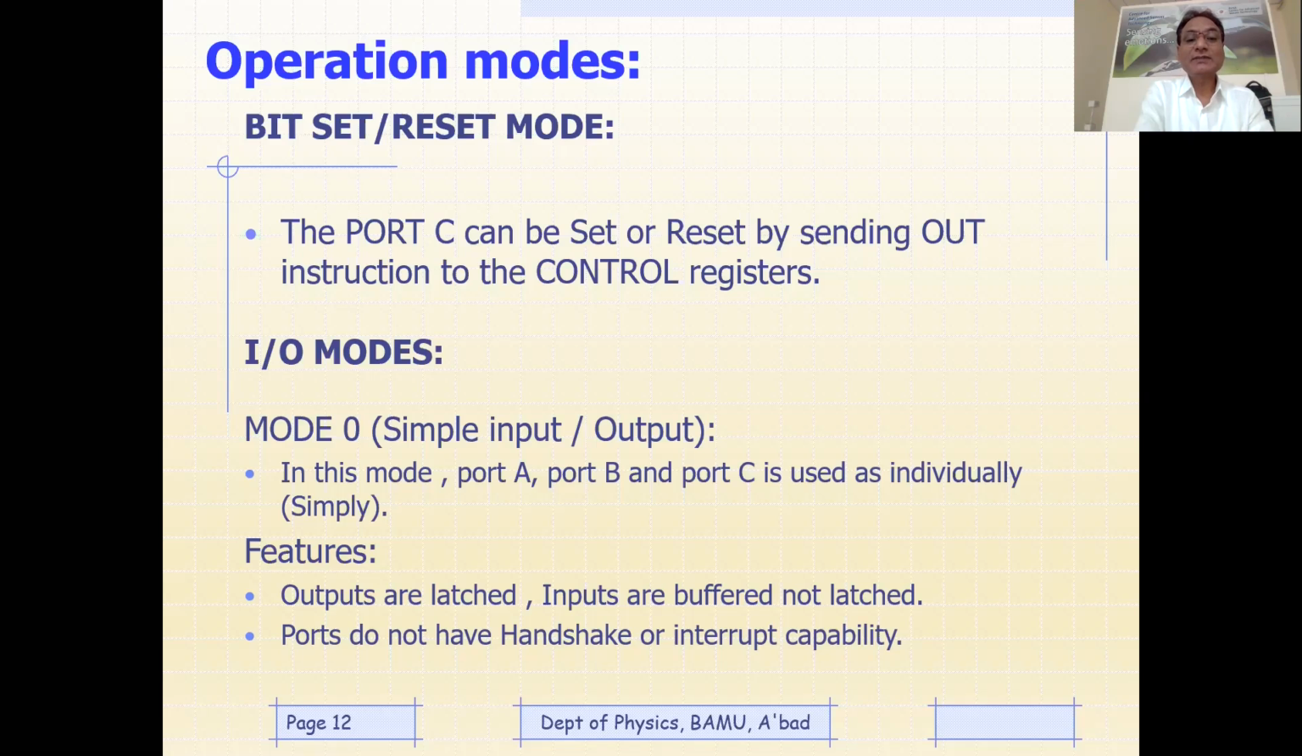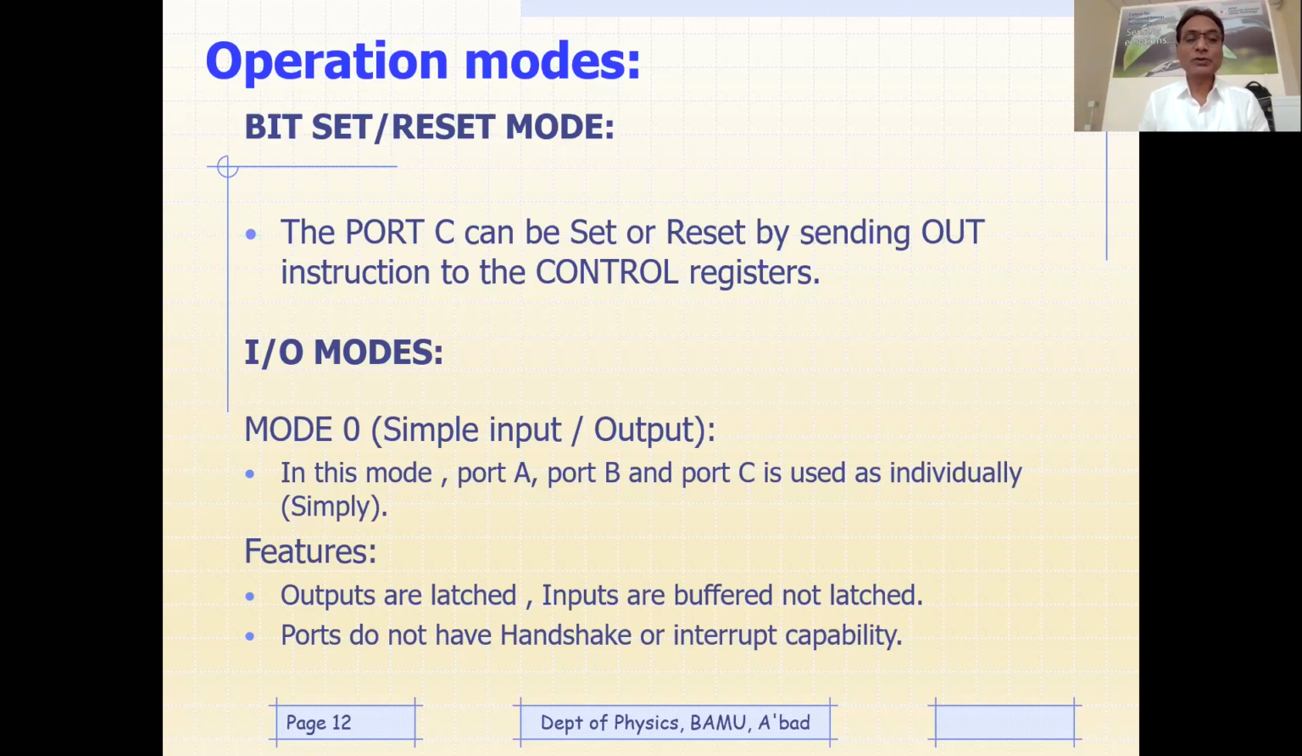Now, what is bit set reset mode? The port C can be set or reset by sending an instruction to the control register. Whenever you are sending some instruction, what that instruction is going to be, I'm going to tell you. Using the control register, you can control the individual bits of port C. Bit set reset mode is specifically meant for port C.